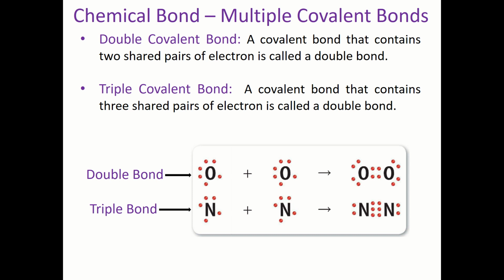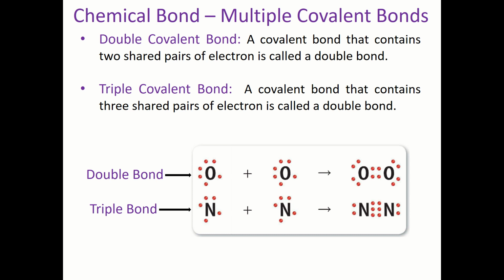Now, let's take some examples. Look at the oxygen, O2. Oxygen belongs to group number 16, so it has 6 electrons at the outermost orbit, and for this to become stable, it must be 8. So if the oxygen decides to interact with another oxygen, then both of them must share 2 electrons, and this will make it a double covalent bond because 2 electrons are shared by each atom.